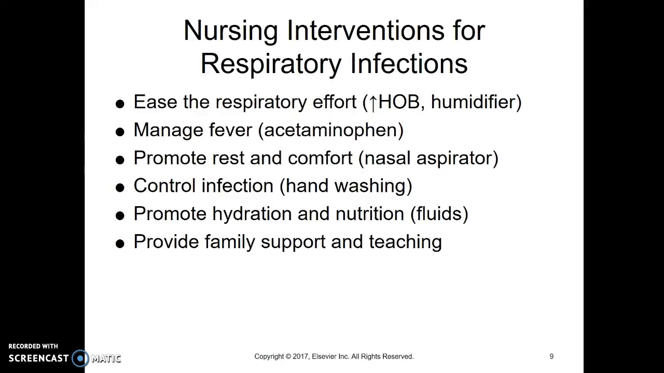Promote hydration and nutrition. Again, it's hard to eat and breathe at the same time if you're a baby. So we do want to make sure they're staying hydrated, and babies need to grow. They need that nutrition. And then family support and teaching. It's very scary for lots of families when their kid is sick.